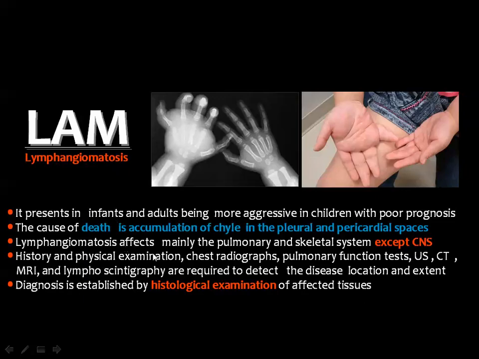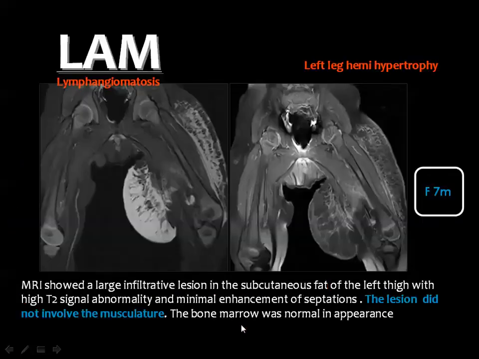Lymphangiomatosis can occur anywhere in the body except in the CNS because it is devoid of lymphatics. Then you may need the cooperation of physical examination, chest X-ray, pulmonary function, ultrasound, CT, MRI, lymphoscintigraphy, and sometimes you may need to have a biopsy to reach the diagnosis. And you should remember that lymphangiomatosis affects the subcutaneous tissues. It does not involve the muscles and does not involve the bone.